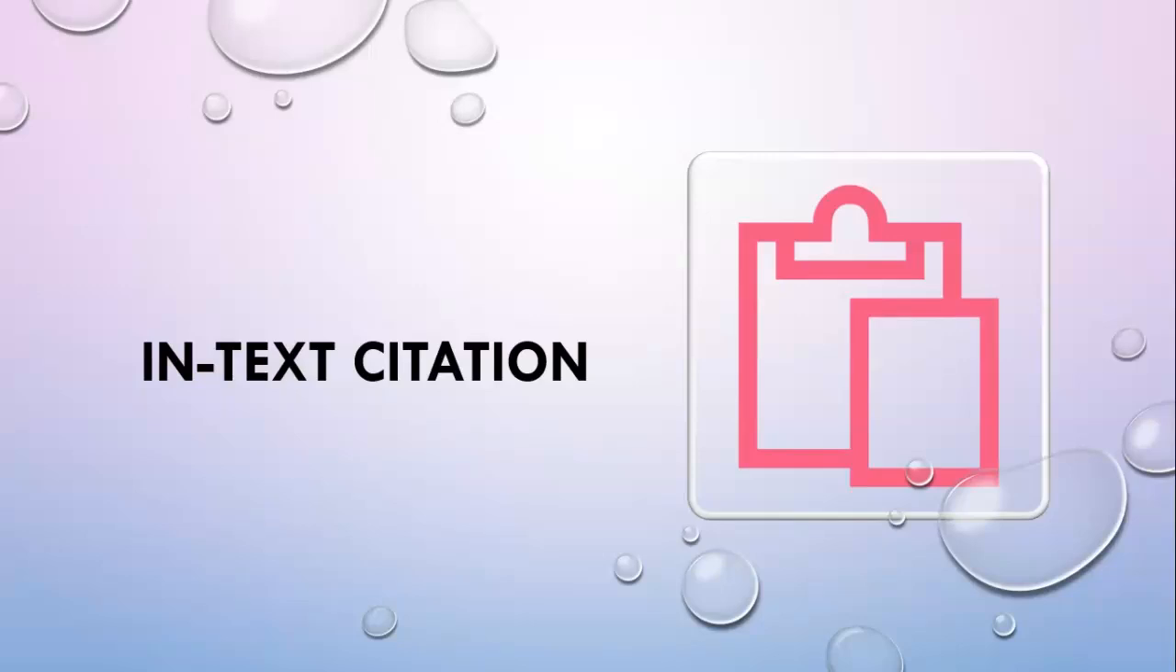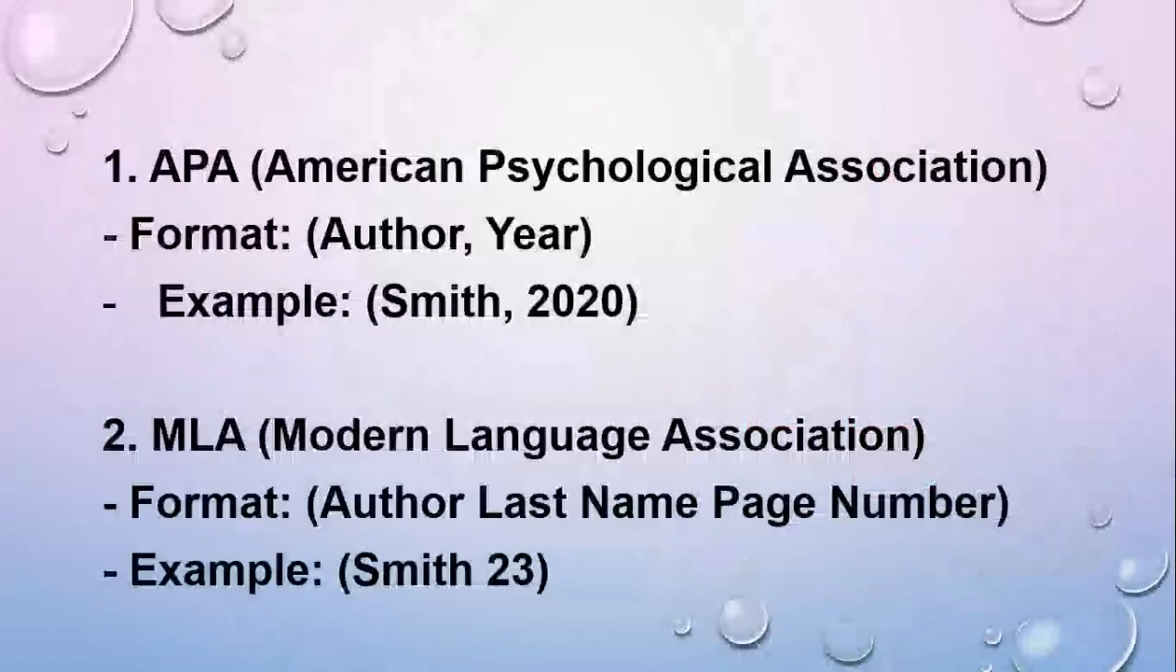So here, the in-text citation, when I cite something within the text, I use, for example, APA style: author and then the year. For example, Smith 2020. For the MLA, we use just author's last name and page number, for example, Smith 23.